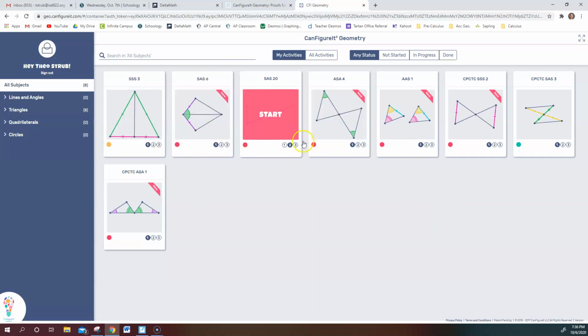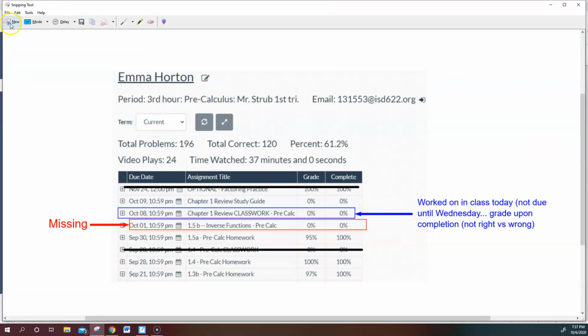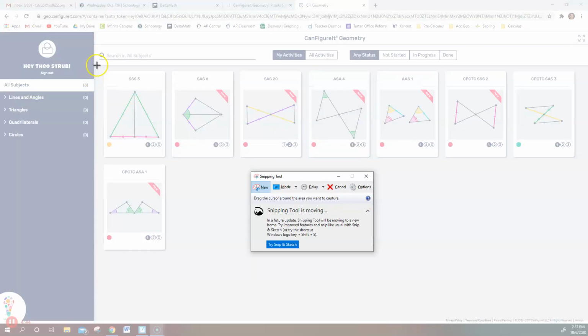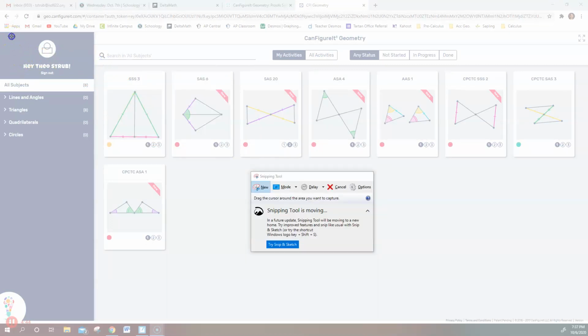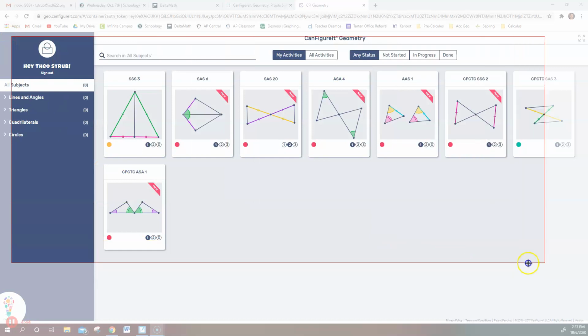So the goal then is to get all of these to be blue. Do as much as you can. If you get stuck on one, that's okay. And then you're going to take a screenshot of it. So you're going to go ahead and just grab a screenshot. Actually, I would prefer it to have your name in it. So you're going to take a screenshot with your name in it.